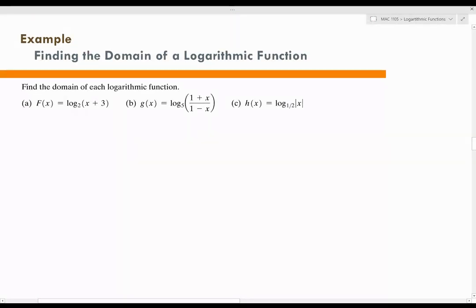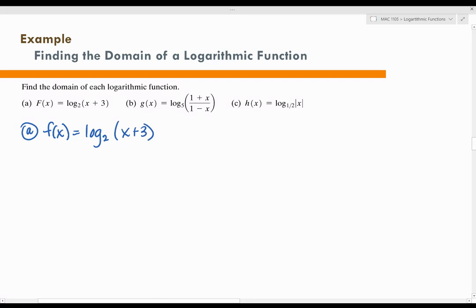All right, so it says to find the domain of each logarithmic function. And so we have A, B, and C. So let's take them one at a time. So let's look at A. So A is f of x equals log base 2 of x plus 3.